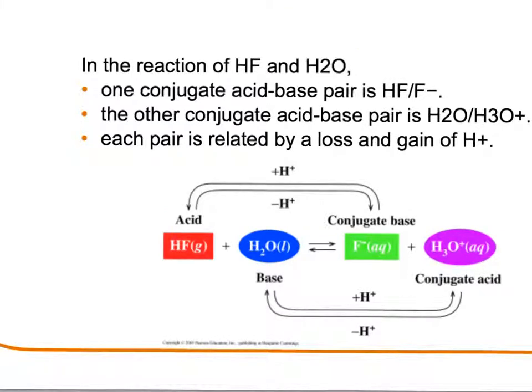Here we have the reaction HF plus H2O yields F- plus H3O+. One conjugate acid-base pair will be the HF and the F-. The HF is the conjugate acid, it donates a hydrogen, and it becomes the F-. The other acid-base pair would be if the reaction proceeds in the opposite direction. Here we have H3O+ as our conjugate acid, it donates a hydrogen, and it becomes H2O. Each of these pairs is related by the loss and gain of hydrogen ions.